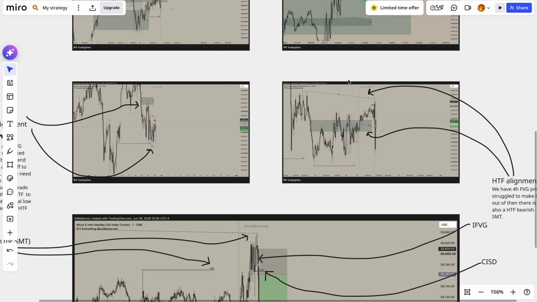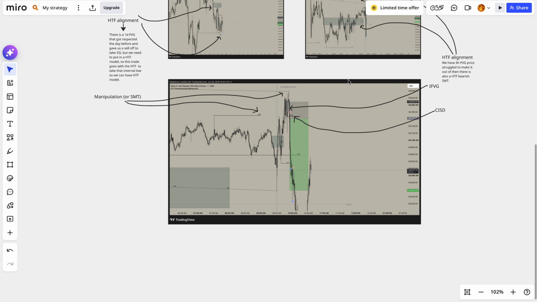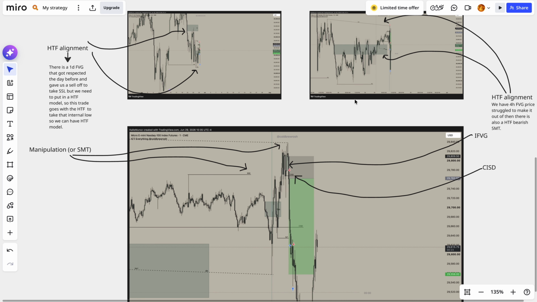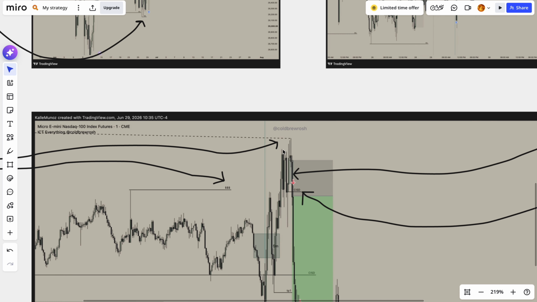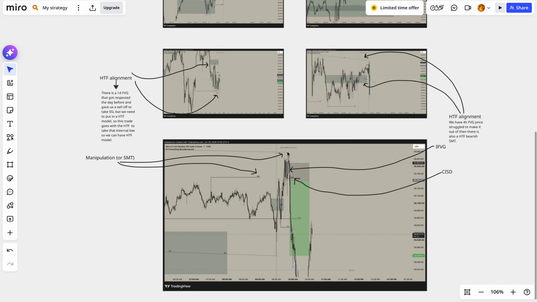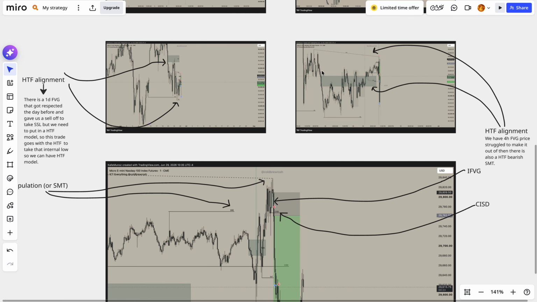So, yeah. All right, I'm going to do another little example right here. Okay, where's the execution? Right here. All right, so this is one where there really isn't a big internal manipulation move. There's one right here, but I'm going to get straight into the higher time frame alignment because I think this one is way more important.